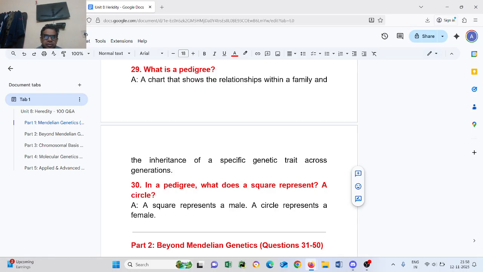In a pedigree, what does a square represent? A square represents a male, a circle represents a female.